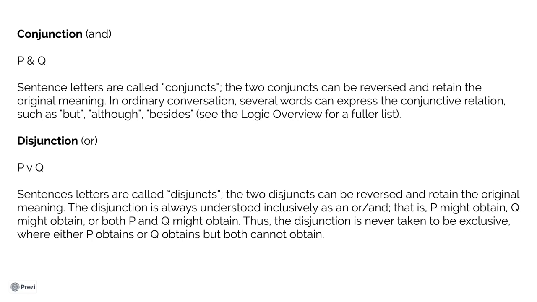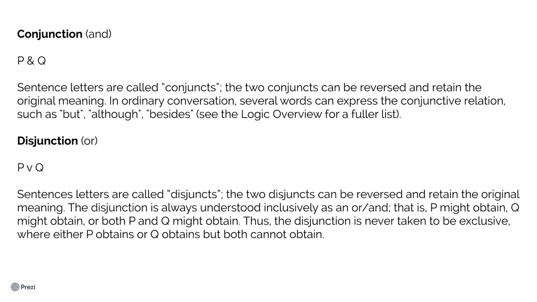Yet if I have a cat and a dog, then P or Q, P is true. P or Q, Q is true. Notice that if I have both, it can still be true that I have one or I have the other. It cannot be the case that I have either one or the other if I have both. So the disjunction is not stressing an either-or, but simply that we have reason to believe that this could be the case or that could be the case. So P might obtain, Q might obtain, or both P and Q might obtain. So the disjunction is never to be taken as exclusive, where either P obtains or Q obtains, but both cannot obtain. Keep that in mind.